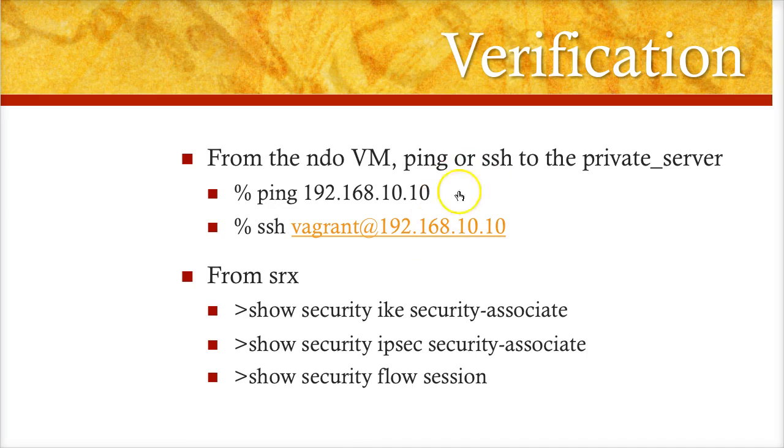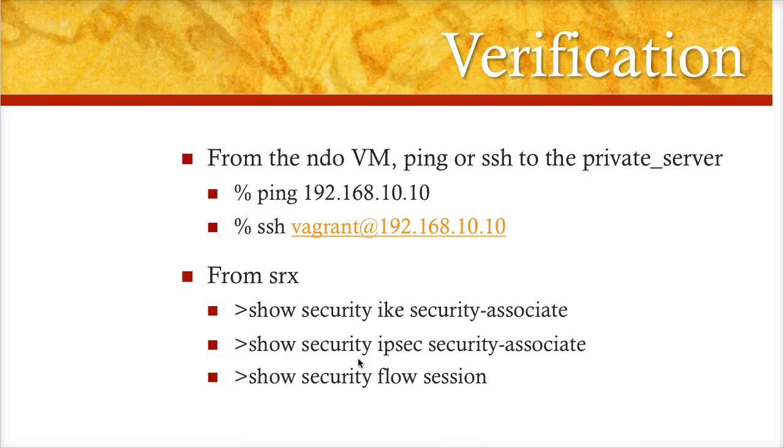And finally, we will verify by using ping or SSH to our private network. Then we should be able to examine our VPN with show security IKE, IPsec, and flow session for verifying the traffic is going through the VPN network.